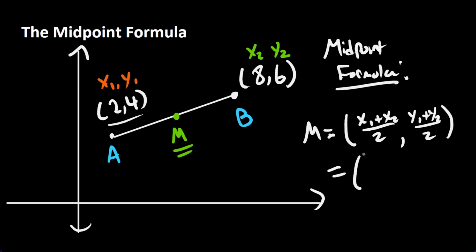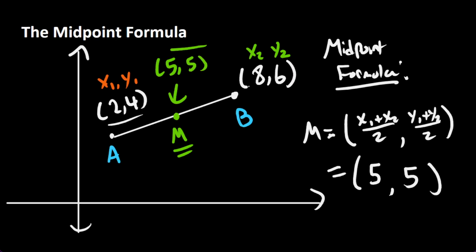So let's go ahead and do that. x1 plus x2, so 2 plus 8 is 10. So 10 divided by 2, comma, y1 is 4, and y2 is 6. So 4 plus 6 is 10. So that's 10 divided by 2. So 10 divided by 2 is 5, making our midpoint 5, 5. So our midpoint right here is at the coordinates 5, 5.